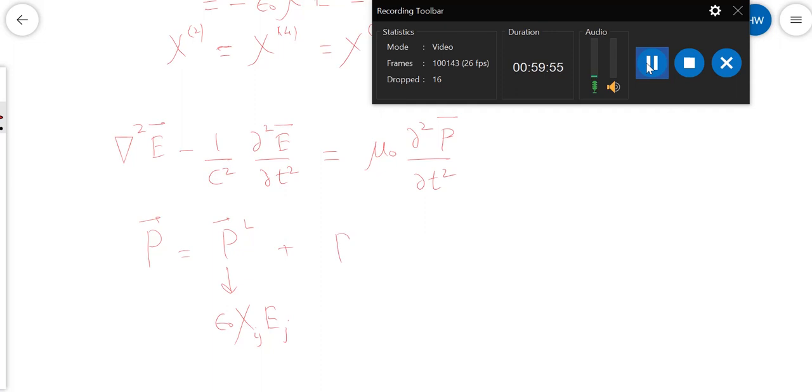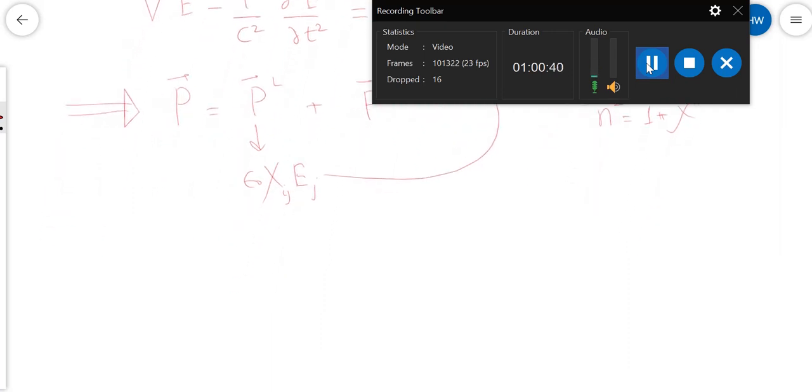Remember, the P now contains, apart from other things, a P linear. This is the term which is epsilon naught chi times E, so chi ij Ej if you like, this is the first term, plus P nonlinear, which is the rest of the terms contributing. When I included only the linear term in my polarization, what we got was that our free space velocity went from c to c by n. Recall that we had got n square is basically 1 plus the linear susceptibility.